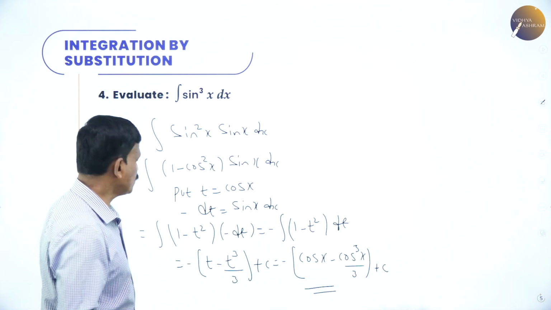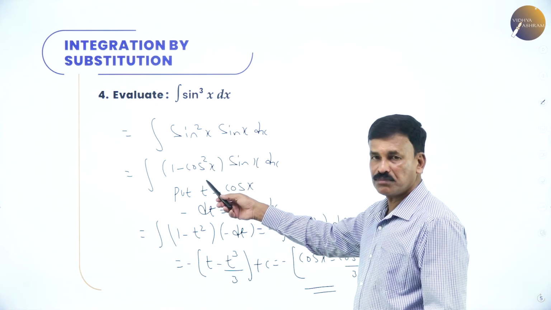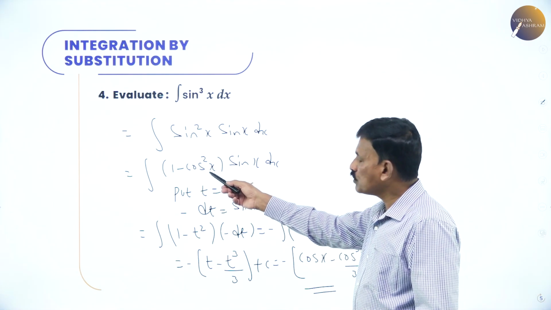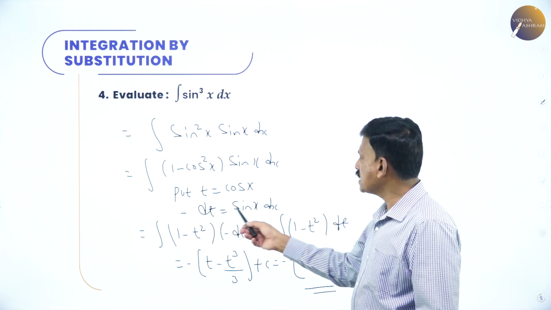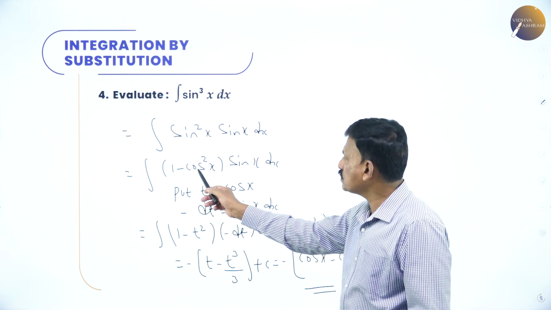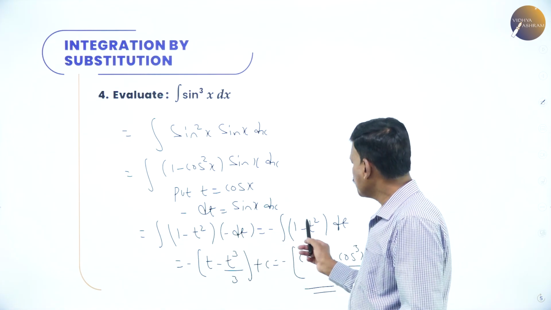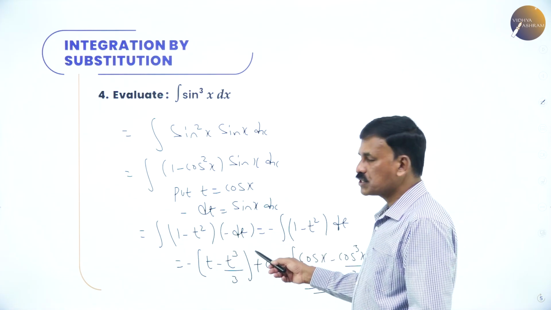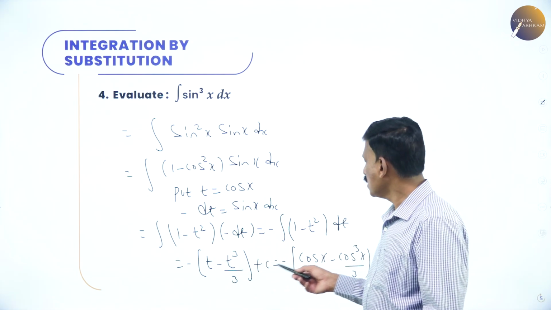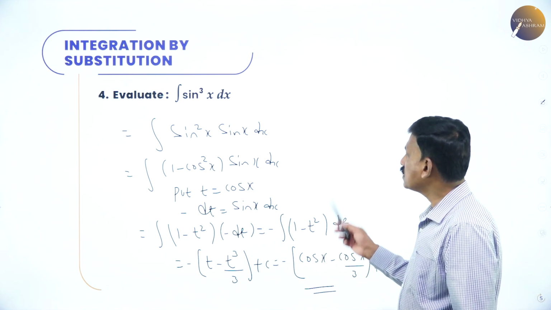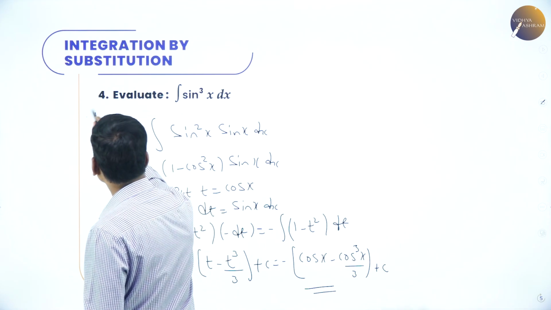Now listen, let me explain once again. Sin cube can be done as sin square x into sin x. Sin square is 1 minus cos square. Put t is equal to cos x. So differentiation of cos x is minus sin x, so minus dt is equal to sin x dx. This becomes 1 minus t square into minus dt, minus out. Integration of dt is t. Integral of t square is t cube by 3. And just substitute the value of t. What is t? Cos x. So minus cos x plus cos cube x by 3 plus c is the integrated answer. This is the first method. There is another method to solve this.